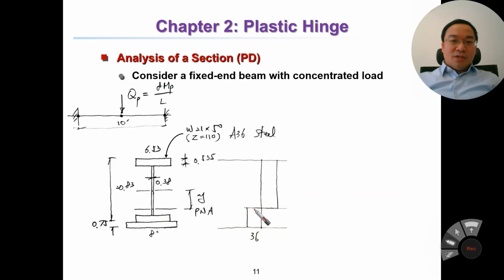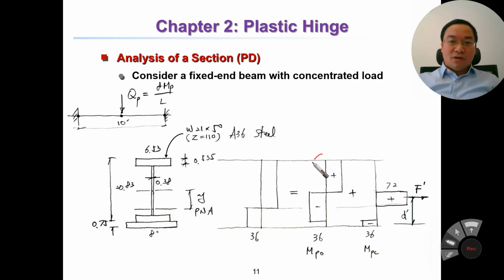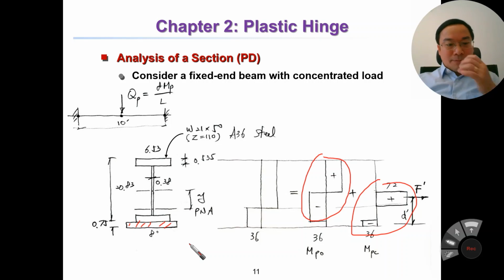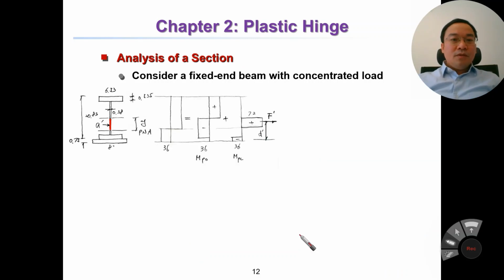This is a stress diagram of the whole section. And for convenience of calculation, we can divide it into 2 parts. The first part is for the original section, and this one is for only considering the steel plate. Okay, here we go.